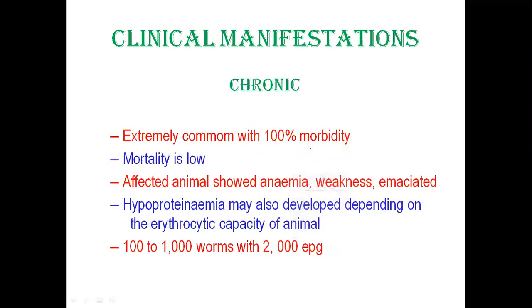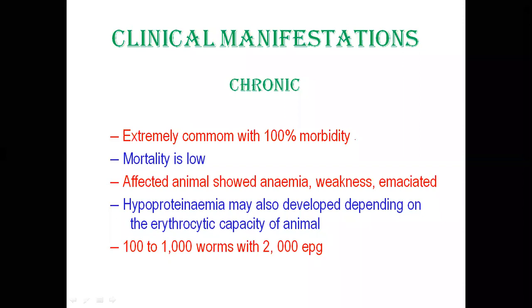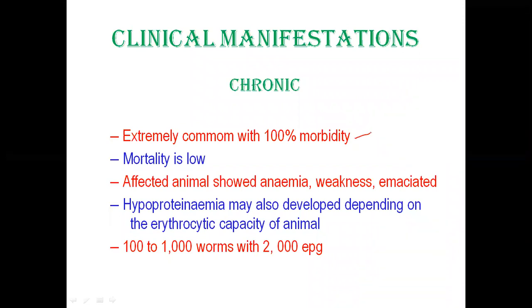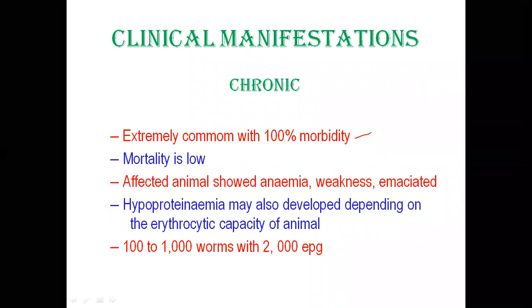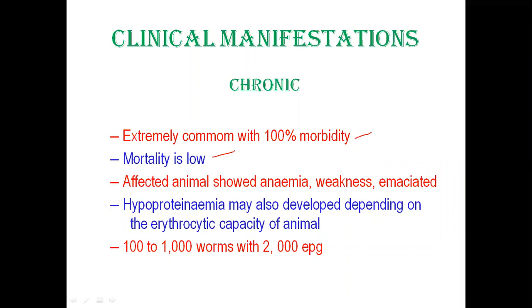Coming to the most important one, chronic haemonchosis. It is very common and there is 100% morbidity. As I told you, more than 95% of the small ruminant populations in India are infected with haemonchosis, especially the chronic form. Of course, the mortality is low, but as I told you, the morbidity is very, very high, and a large number of animals are infected.